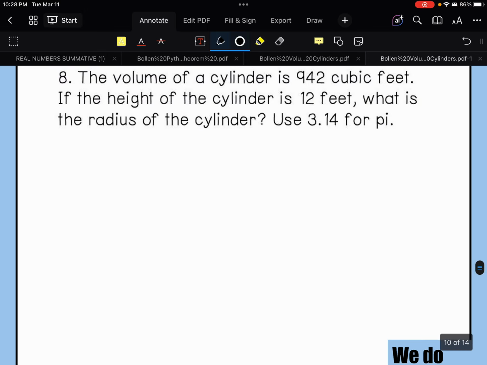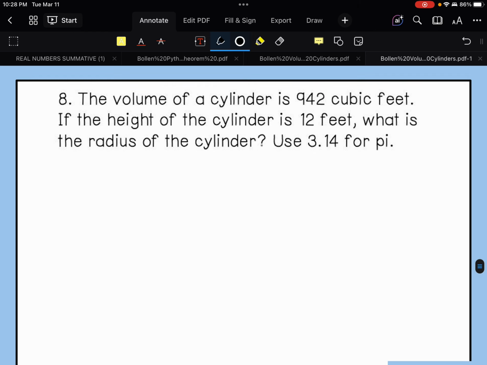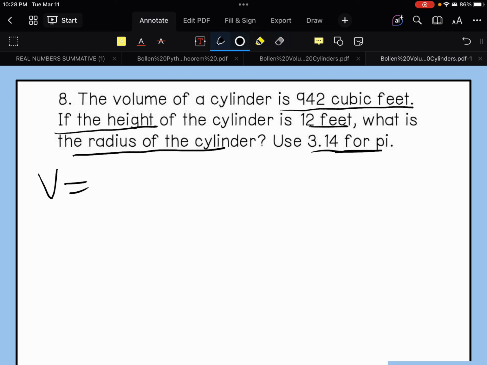So here you have a very similar question, but it's a little bit different. The volume of the cylinder is 942 cubic feet. If the height is 12 feet, what is the radius of the cylinder? Use 3.14 for pi. Let's first write our formula. Our formula is V equals pi r squared times the height. In this case, we were not given our area, so we cannot do the whole big plug in there.